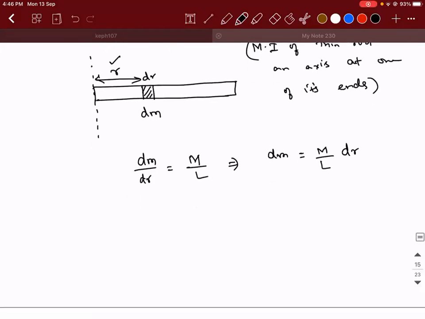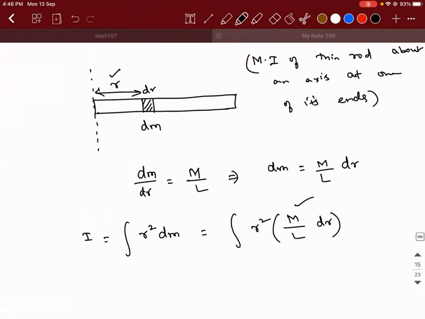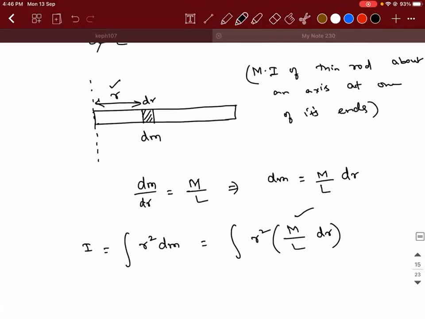Right? So what is the moment of inertia formula? Integral of r square dm. So integral of r square into dm, where dm is M by L into dr. See, if you're well versed, you can directly use this step. Now tell me the range of r, guys. Always take the axis of rotation as origin. So where does r vary from? r varies from 0 to capital L.